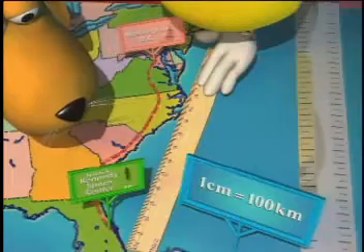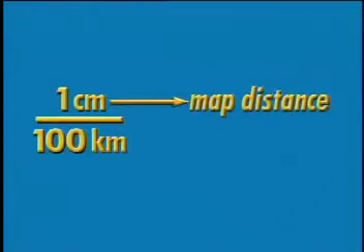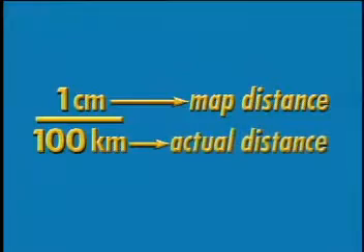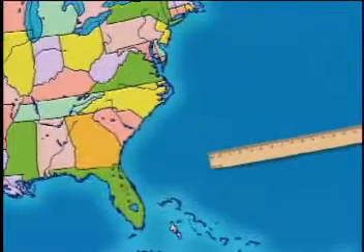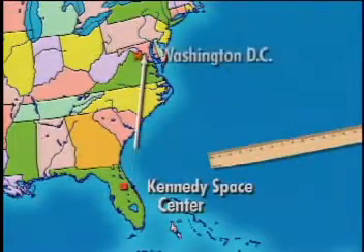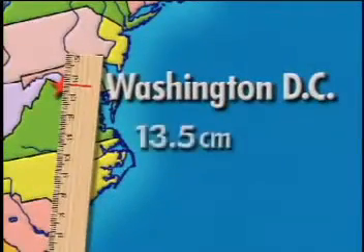The scale can be written as the fraction 1 centimeter over 100 kilometers. The first number, 1 centimeter, represents the map distance, and the second number, 100 kilometers, represents the actual distance. First, using a metric ruler and the given map, measure the linear distance from Kennedy Space Center to Washington, D.C. On Norbert's map, this distance is approximately 13.5 centimeters.